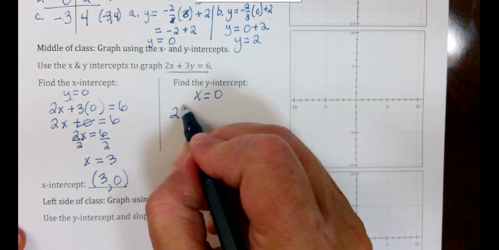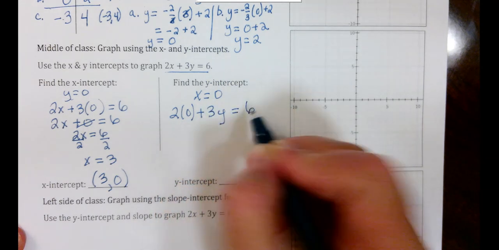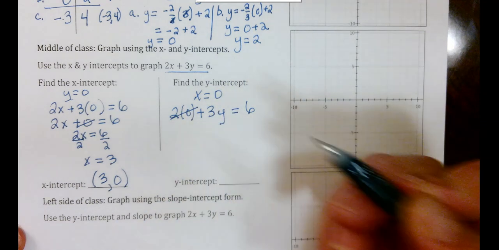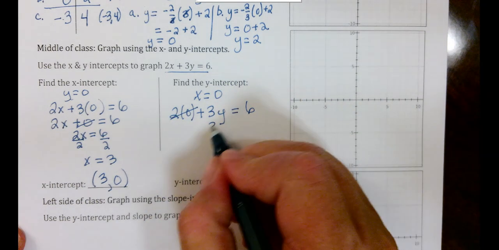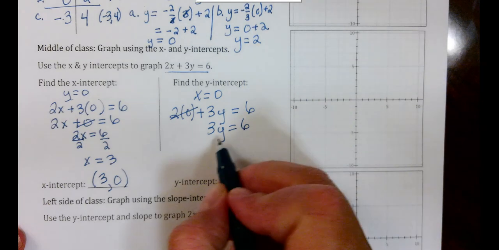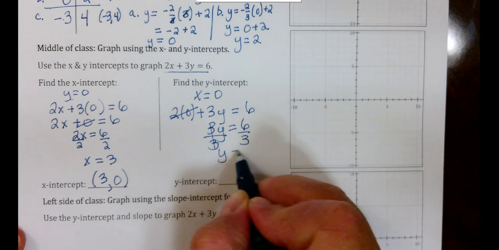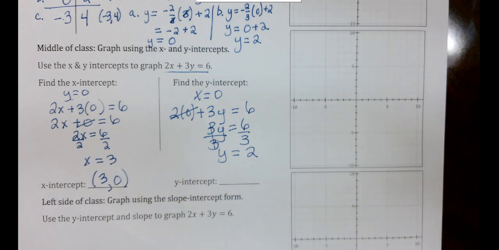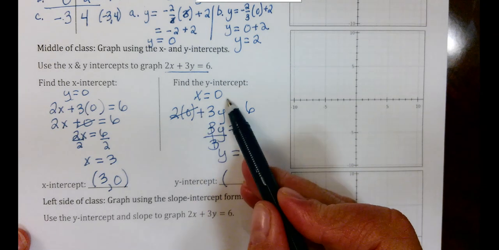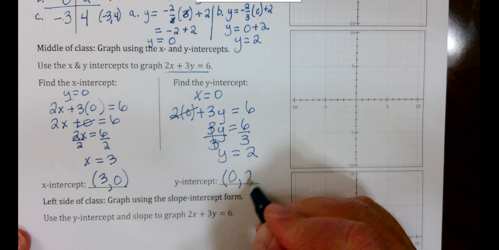So this is 2 times 0 plus 3y equals 6. Again, we know that anything times 0 is 0, so really this will just go away and equal 0. I'll have 3y equals 6. Solving for y now, we're going to divide by 3. That cancels, and y equals 2. Be very careful here. This is going to be a point. Your x value is 0. Your y value is 2.